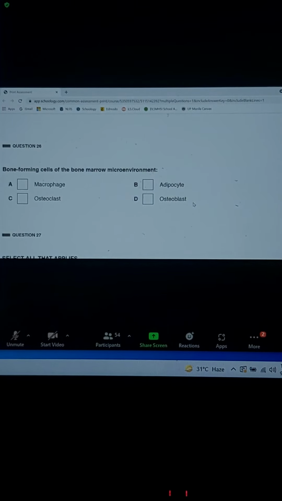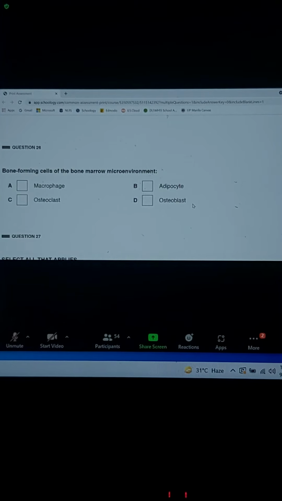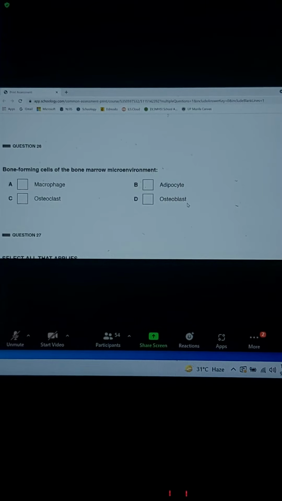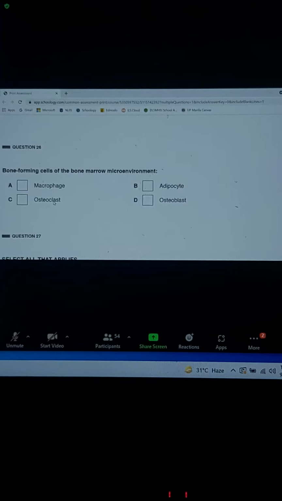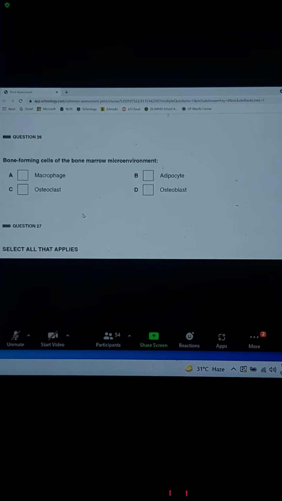Pero in other tissues, like yung mga like bones, yung may blast sa dulo, that is the forming cells, and yung clast, that is the resorbing or the destroying cells. Correct answer again for question 26 is osteoblast, letter D.